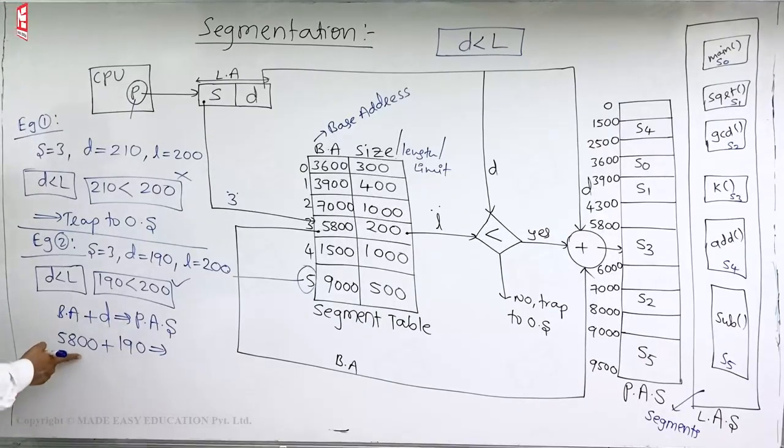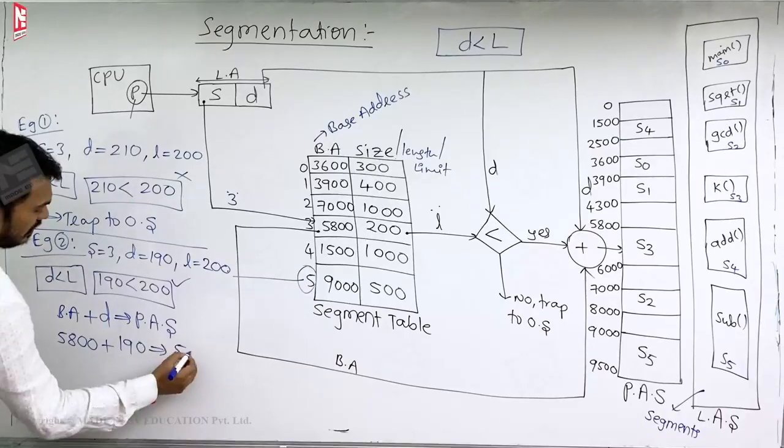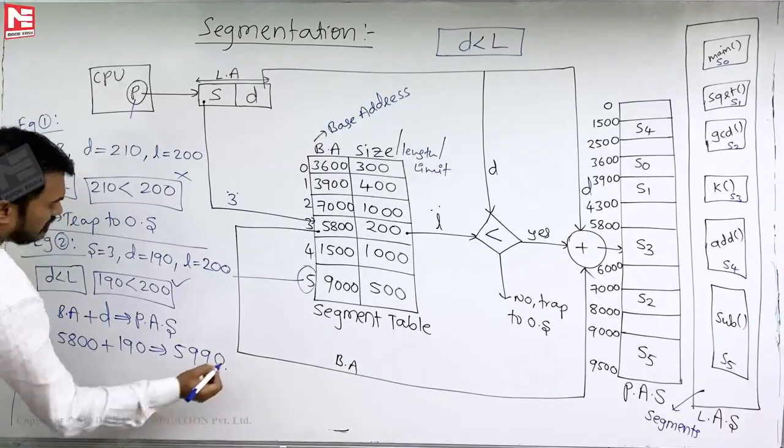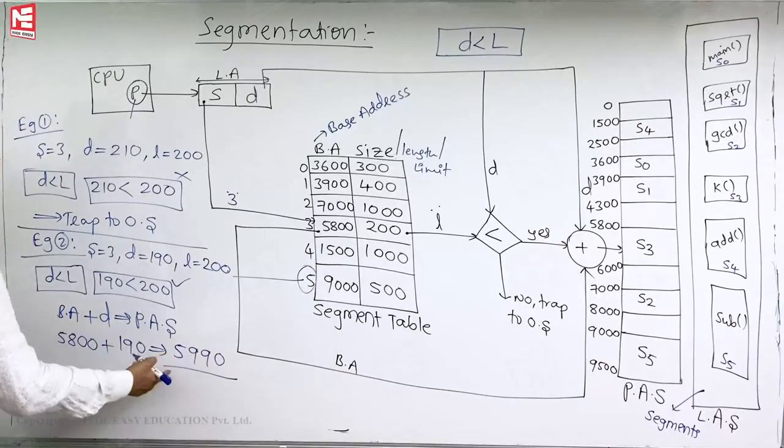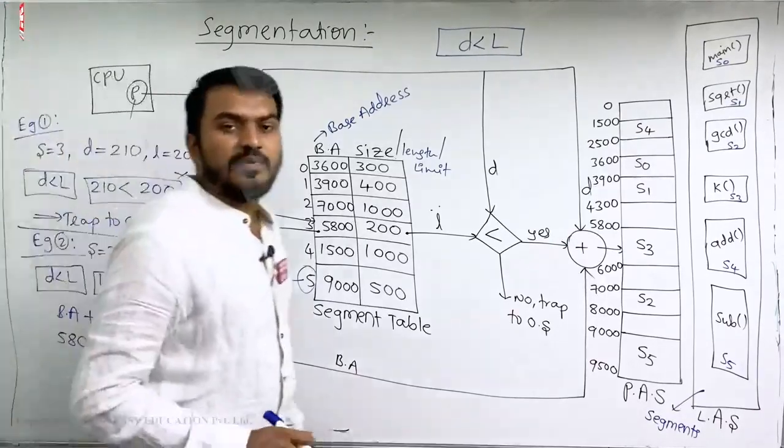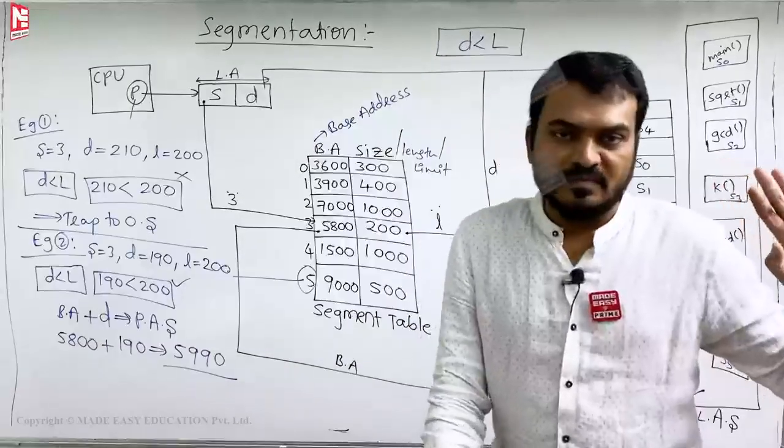So you add both of them, 5800 plus 190. So how much is that? 5990. So you go to this particular location in the PAS. Is that clear for everyone? Right?